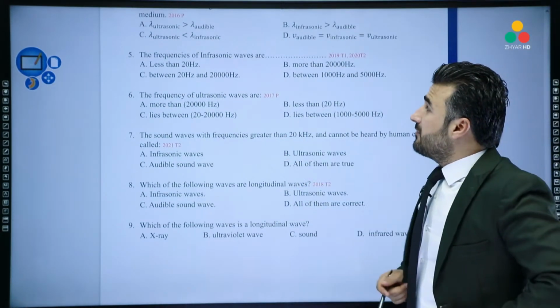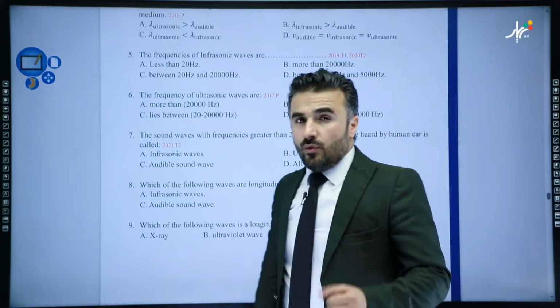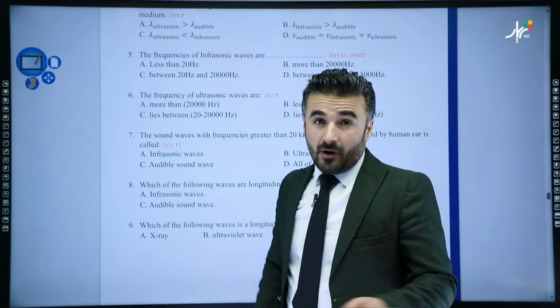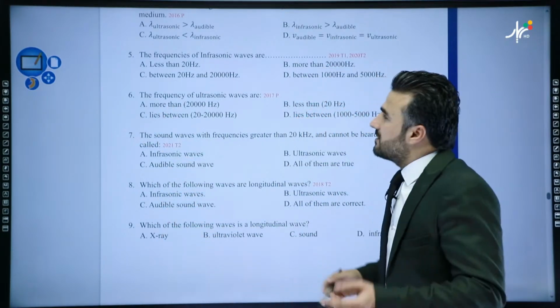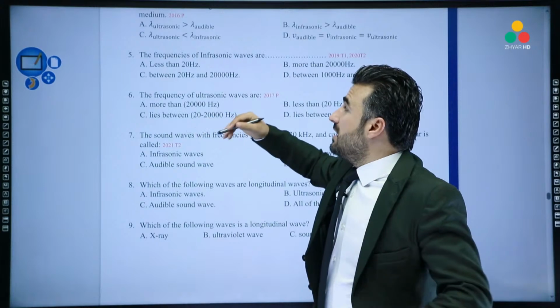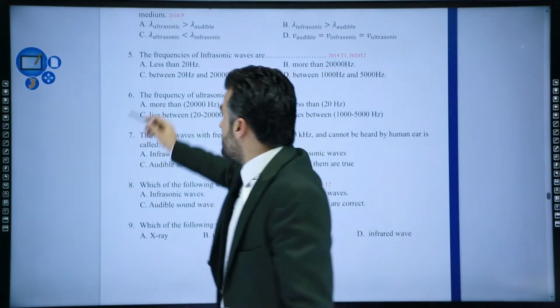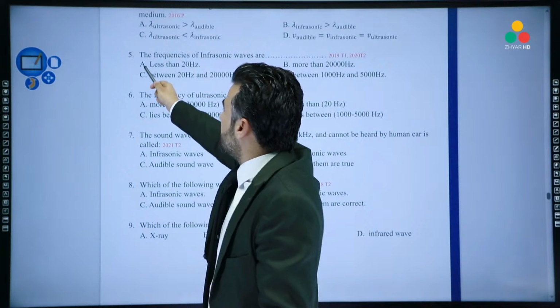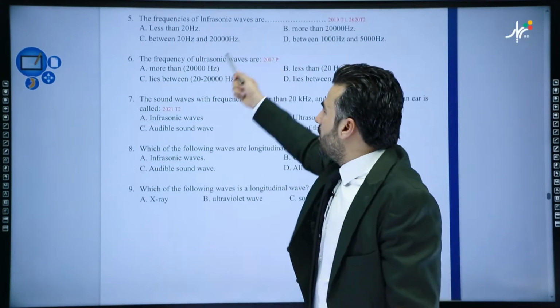It says the frequencies of infrasonic. Remember, we have audible, we have ultra, and we have infra. So infra is basically 20 hertz and below, yeah? Very good. Or you can say less than 20 hertz, by the way, not 20 and less. So of course the frequency of infrasonic waves would be less than 20, which is option A here. All right, and then you can see the other options are incorrect.